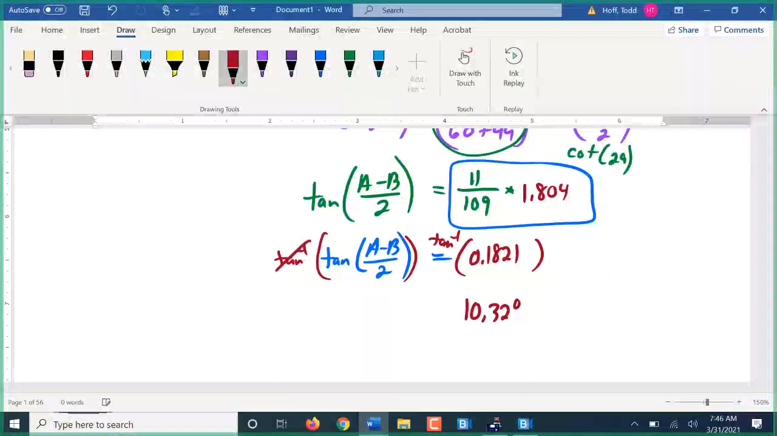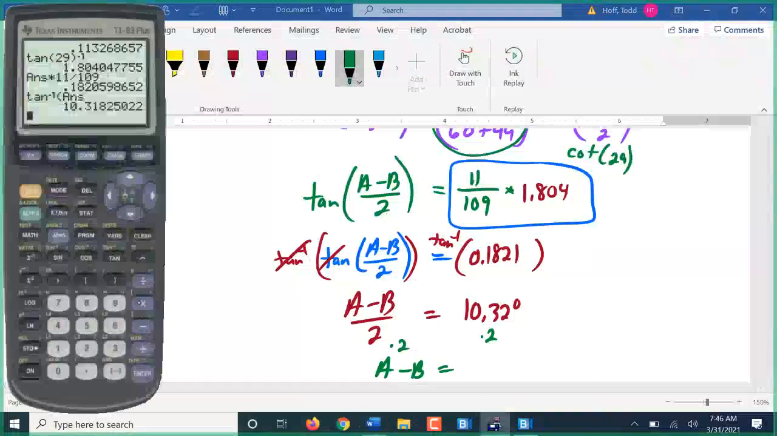So that erases the tangent over here. I have a minus b all over 2 equals 10.32. So I'm going to multiply by 2 on both sides. Gives me that a minus b equals 20.64.